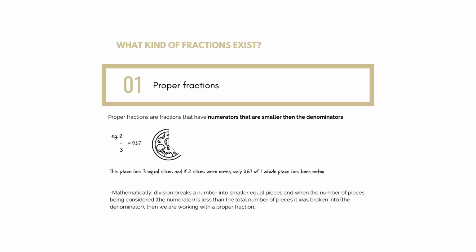Let's talk about the types of fractions that exist. The first type is called proper fractions. Proper fractions are fractions that have the numerator smaller than the denominator. For example, the fraction 2 out of 3. 2 out of 3 is equal to a number that is smaller than 1.